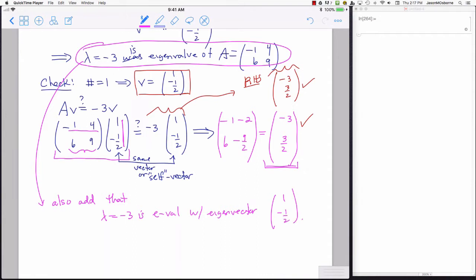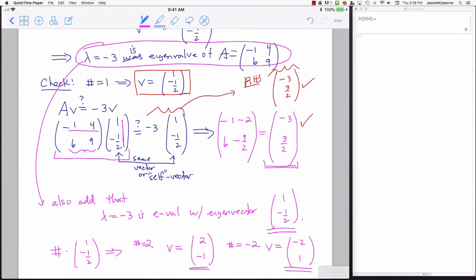Okay. This is not the only eigenvector. Any number times that vector is also an eigenvector. So for example, if you don't like the fraction there, the number could be 2, in which case another eigenvector would be 2, -1. Or the number could be -2, in which case another eigenvector could be -2, 1. Right? All of these are examples of eigenvectors. So the eigenvector is not a unique quantity.